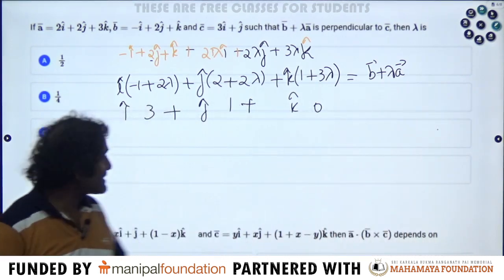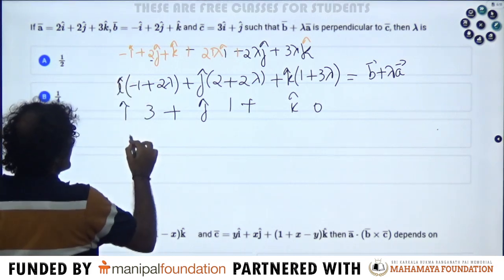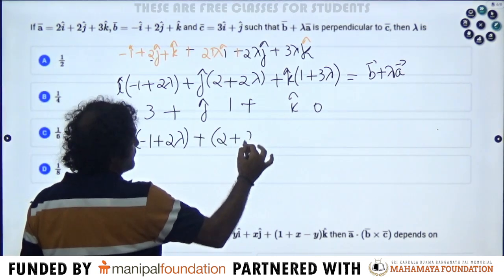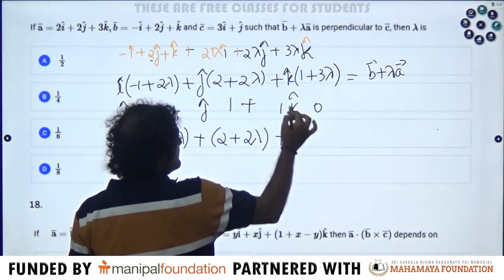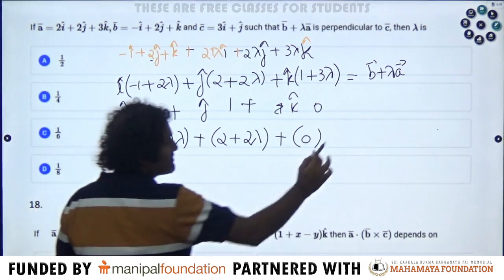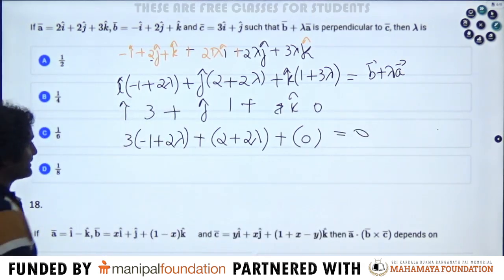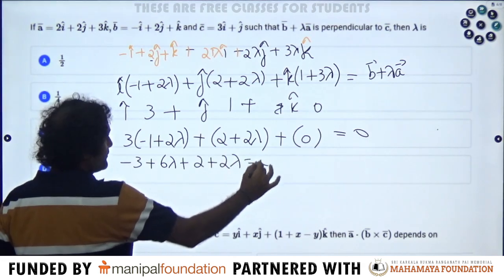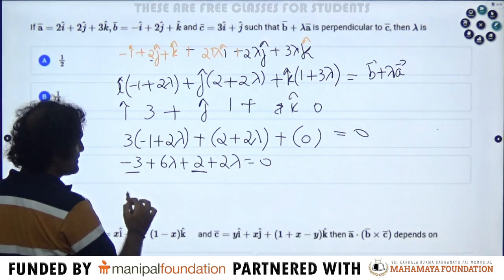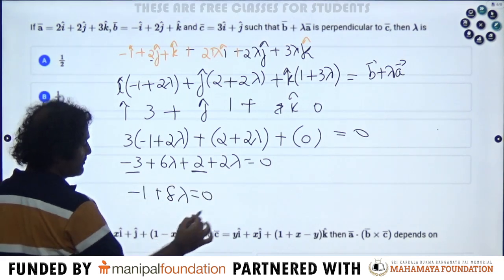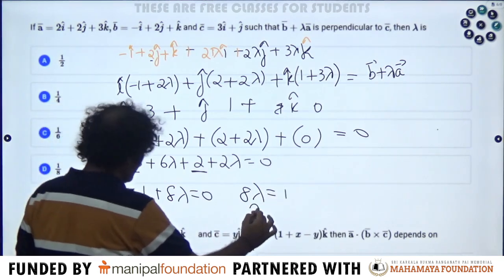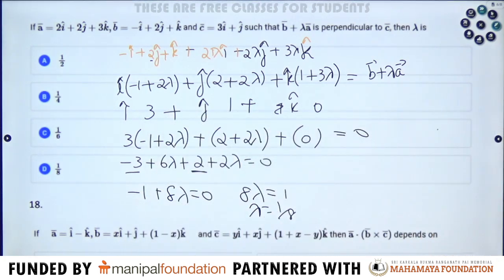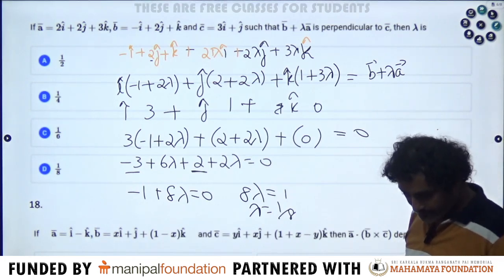Perpendicular means its dot product should be 0, right? Just multiply: 3 into this, 1 into this, plus here 0 — 0 into anything gives 0. Perpendicular means we get 0. So minus 3 plus 6 lambda plus 2 plus 2 lambda is 0. Solve it. Isn't it minus 1 plus 8 lambda is 0, 8 lambda is 1, lambda is 1 by 8. Done. So are these direct sums manageable?